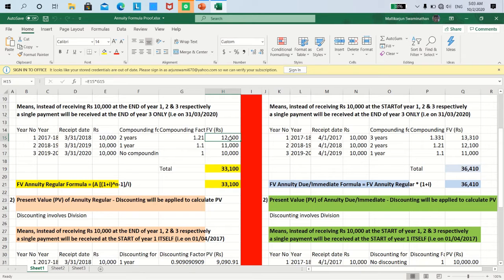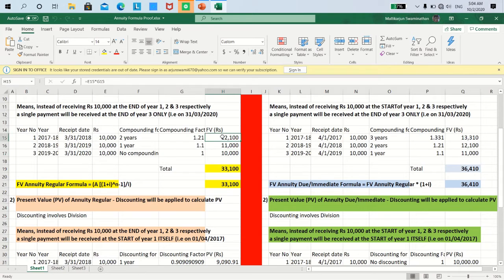Now, the maturity amounts will be very simple to calculate. In column H, rows 15, 16 and 17, we find that it is nothing but column E into column G, which means the principal multiplied by the compounding factor. So H15 gives us 12,100, which is the compounded amount with respect to the first installment. H16 gives us rupees 11,000, which is the compounded amount with respect to the second installment, and H17 gives us virtually the same amount as the principal, as there is no compounding involved there because X pays the amount on the agreed date itself.